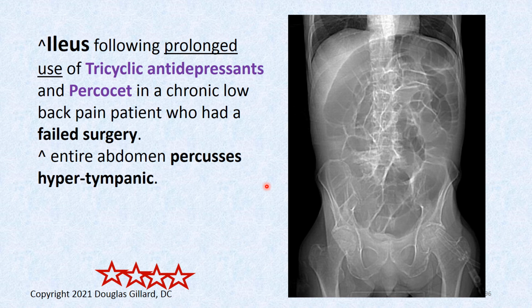But look at this compared to the stack of coin appearance. So this is a patient with ileus. He was on tricyclic antidepressants and Percocet for chronic low back pain, and he's one of the susceptible ones. All of a sudden into the ER, horrible abdominal pain, and the signs of small bowel obstruction, which they thought it was, and they took a simple x-ray, and everything is blown up. Bacteria just running wild in here. So that's not a good thing.